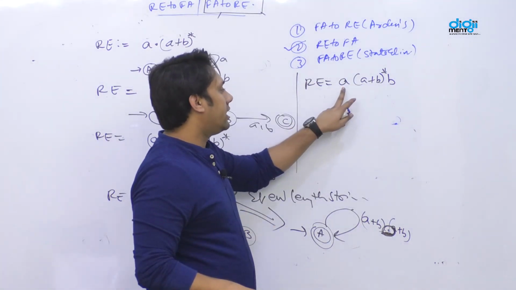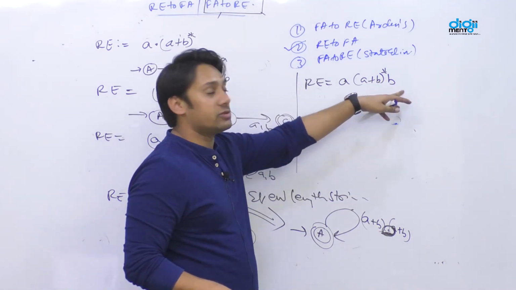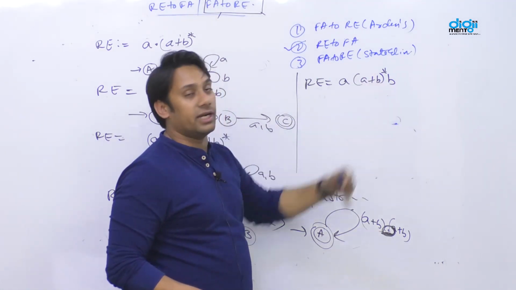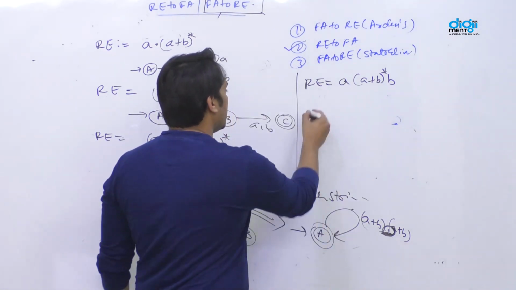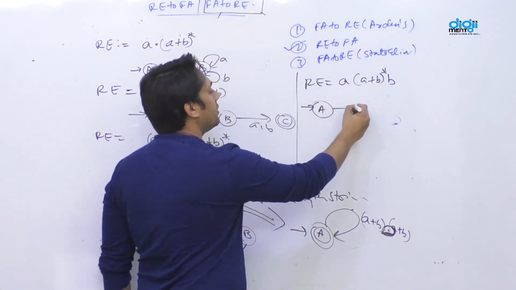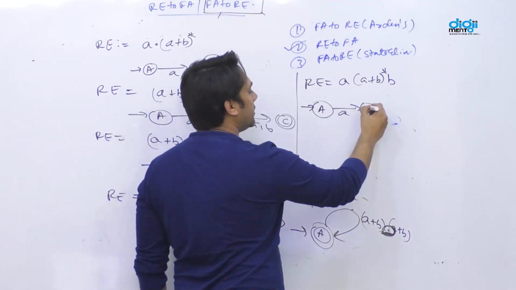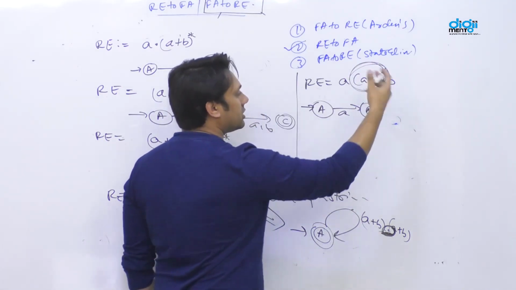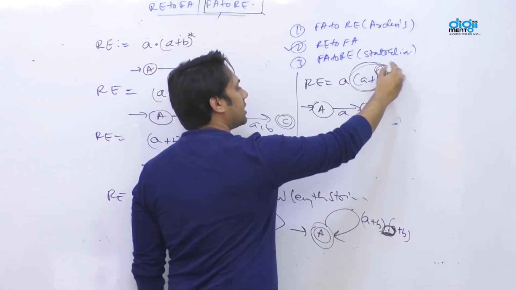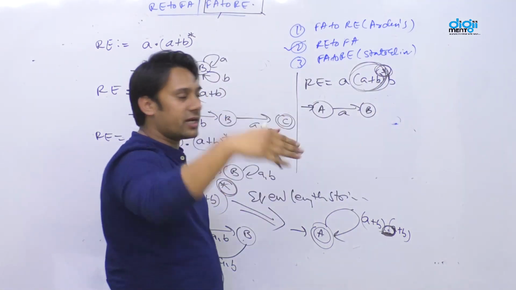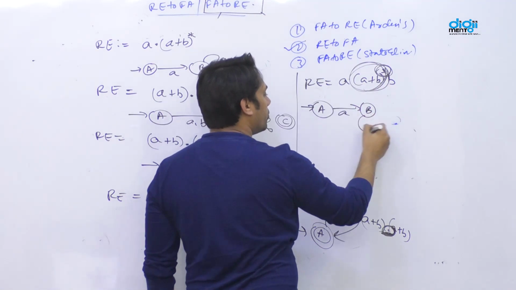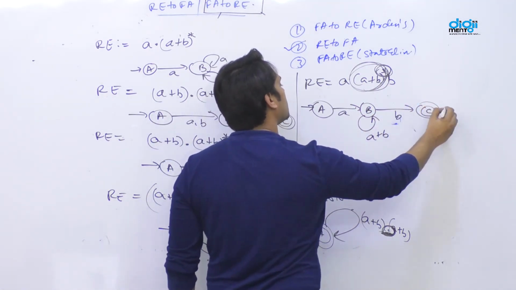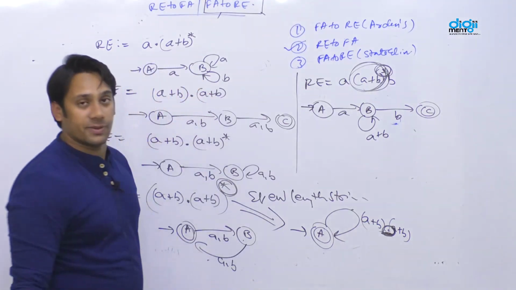So R is A dot (A plus B) whole star dot B. That is starting with A and ending with B. Very simple. You have an initial state which is A. Starting with A, you go to the state B. Then here you have to give this (A plus B) whole star. Because it is a star, you are going to put it in a loop. So whenever you get a star, you put a loop. So this is A plus B, and on symbol B, you go to the state C. That is your automaton for this regular expression.